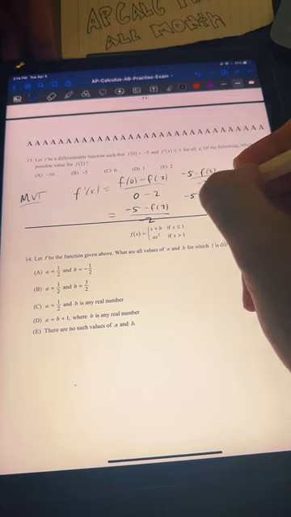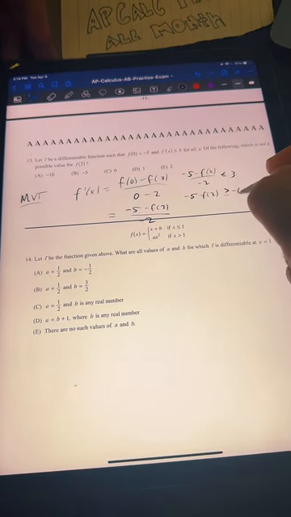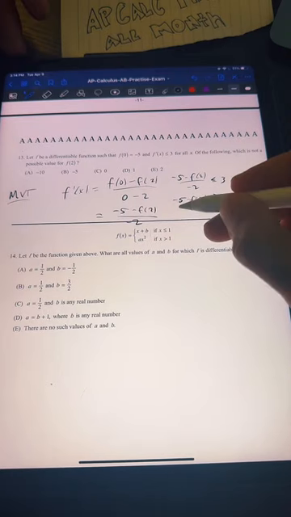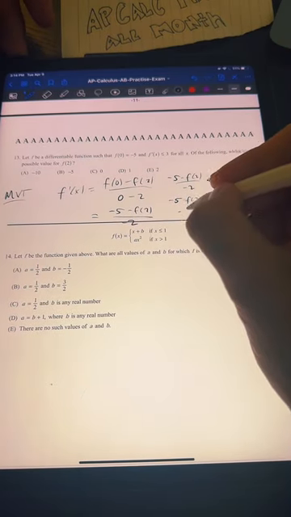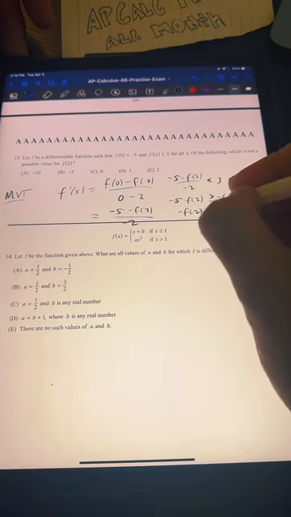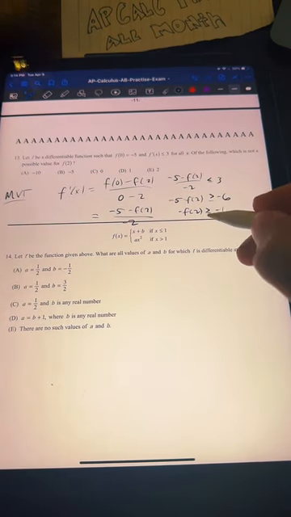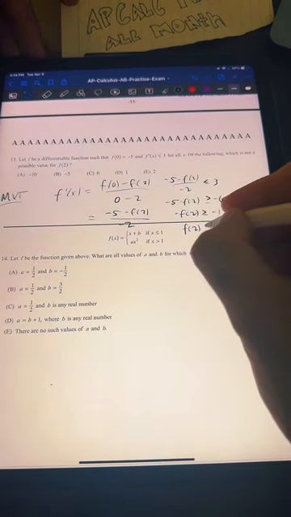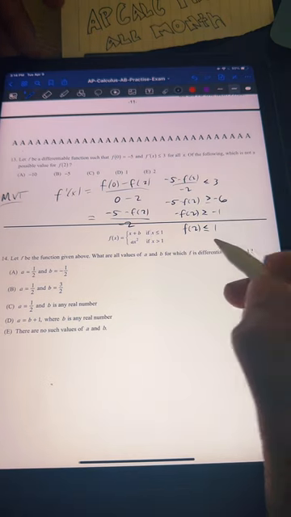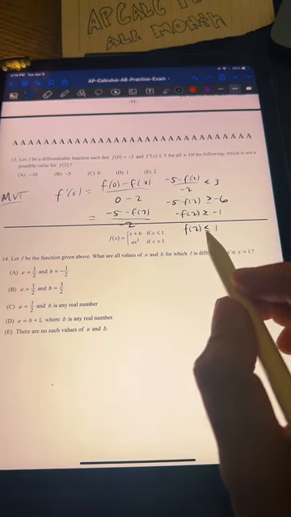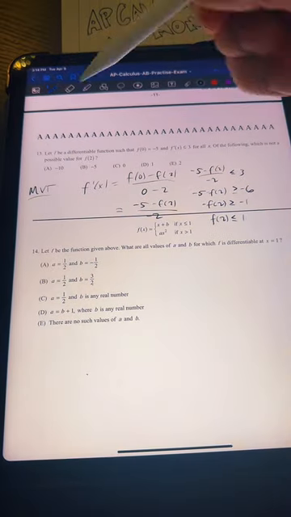So we have negative 5 minus f of 2 is greater than or equal to negative 6, because I multiplied a negative to the other side, so the inequality has to change. Let's add the 5 to the other side. Negative f of 2 has to be greater than or equal to negative 1. And then if I divide the negative 1 to the other side, I get f of 2 is less than or equal to 1. So we know that f of 2, we don't know what the function is, but we just know that f of 2 has to be less than or equal to 1.